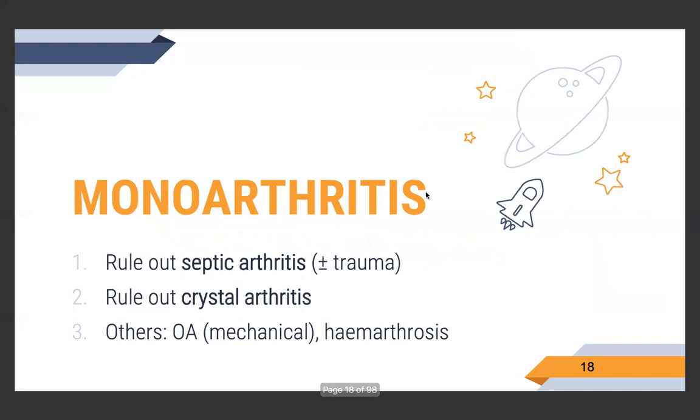So monoarthritis, this is your approach, or at least my approach. First, you want to start out by ruling out septic arthritis. Ask them about trauma for sure. Then you want to suss out, is there gout going on? Because that's also often just as painful and just as severe. And then you want to think about other stuff like OA or heme arthritis. So that's your approach for monoarthritis.